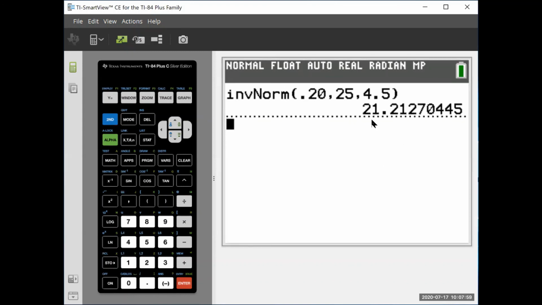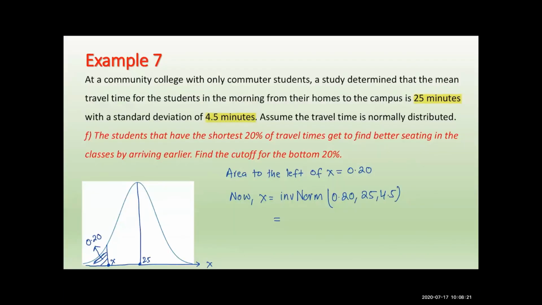Hit enter, you get the result 21.2127. So we got 21.2127. You can say this is approximately 21 minutes. For the 20% of the students who arrive early, the cutoff is 21 minutes.